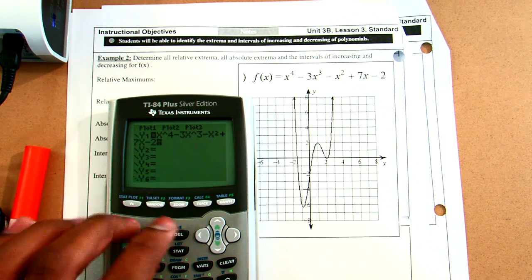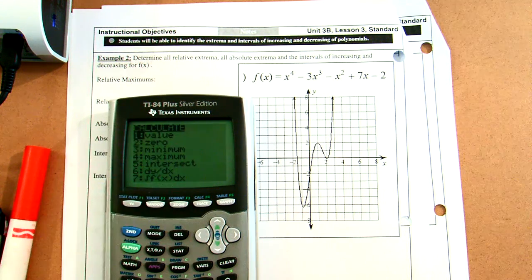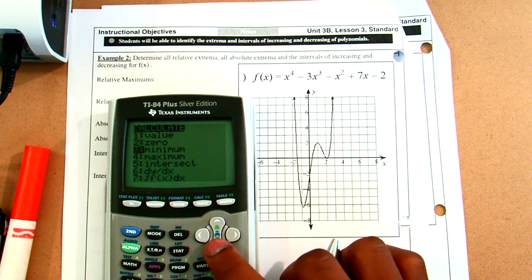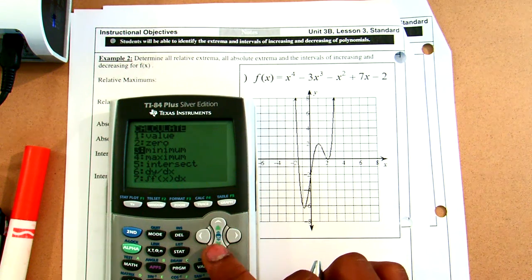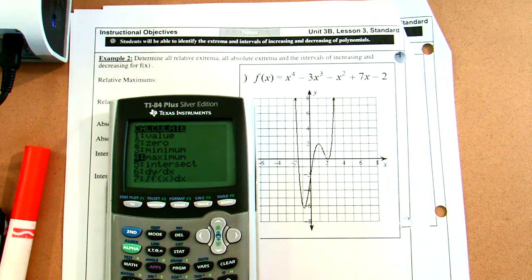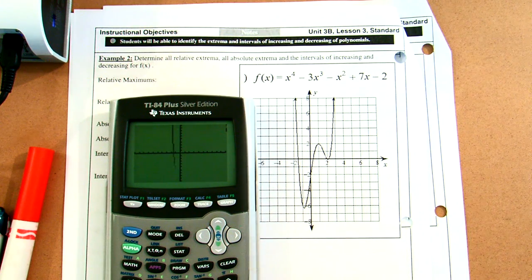You hit second and then trace, and you will start with minimum or maximum. Which one do you want to start with, John? I'm going to start with maximum. Okay. All right, then your graph should pop up on the screen. You see it?